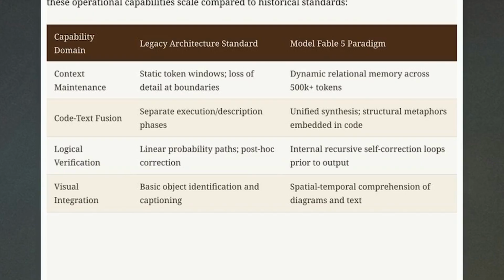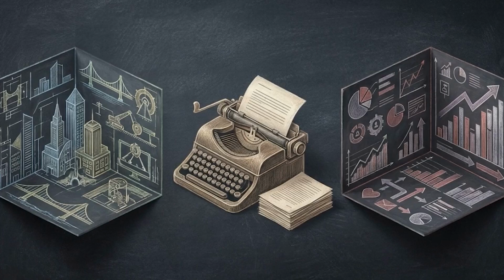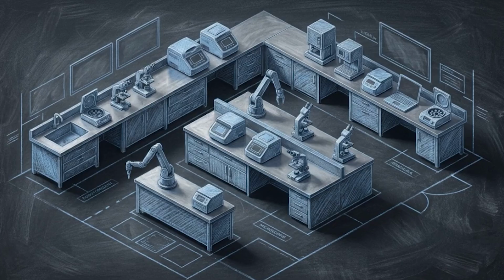This process happens within a unified multimodal core, where text, vision, and logic share the same coordinates. Comparing this against legacy standards shows the scale of the architectural upgrade. Fable 5 replaces separate execution phases with embedded structural metaphors and spatial-temporal comprehension of diagrams. The result is an intelligence capable of acting as a senior strategist, a world-class engineer, and a meticulous literary editor, all at once.